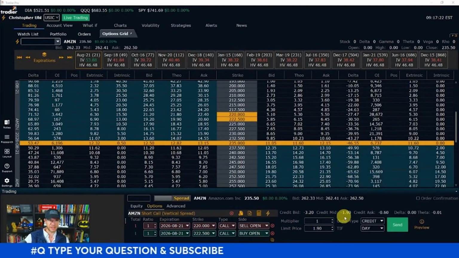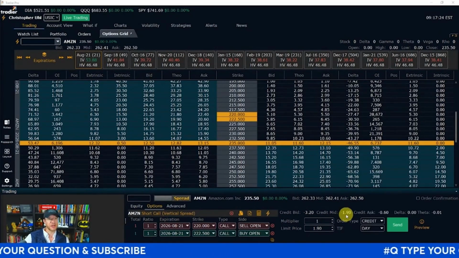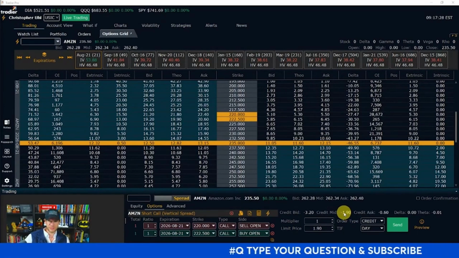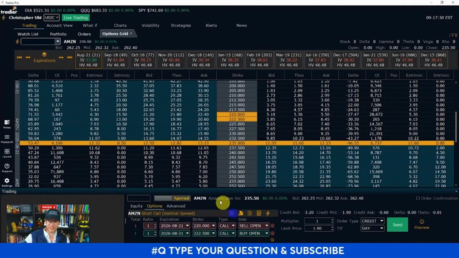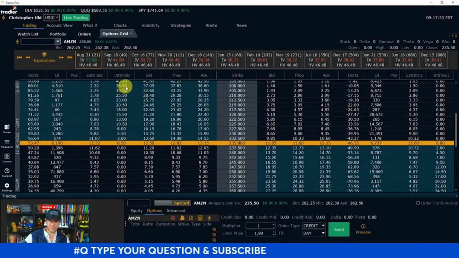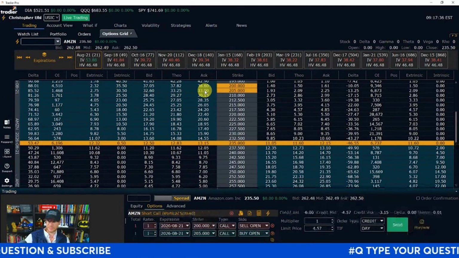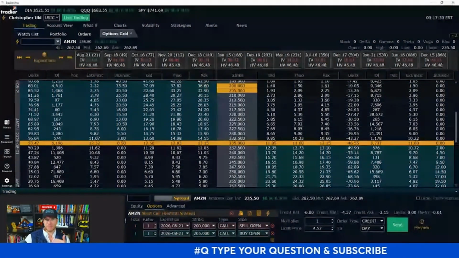I know you can't see that. That's a credit of $1.90. Because it's a credit of $1.90, it's not worth rolling to. But let's go deeper over here. Let's say you rolled from the 200 to the 205. That's $4.57.